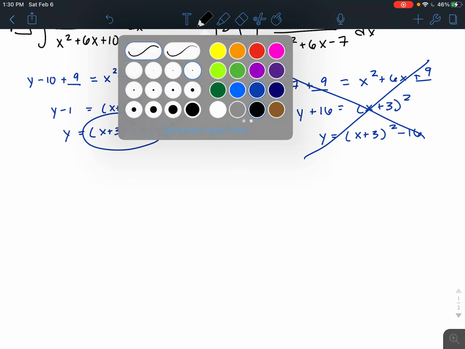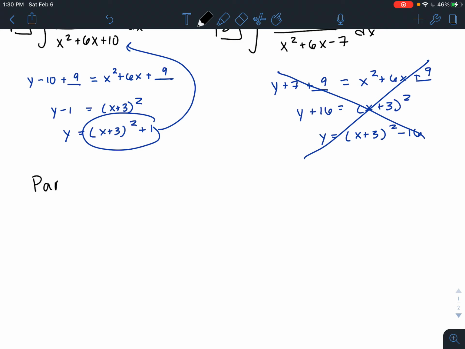So some things that you just want to be aware of. Partial fractions are only used for a couple of reasons. So with partial fractions, here are some keys for when you want to use them.